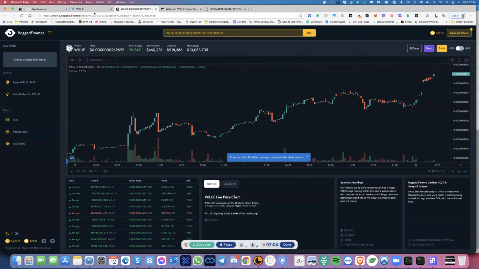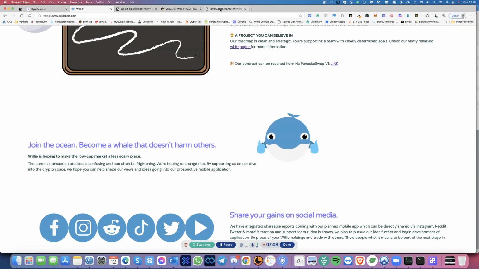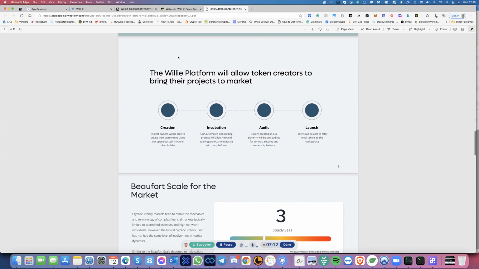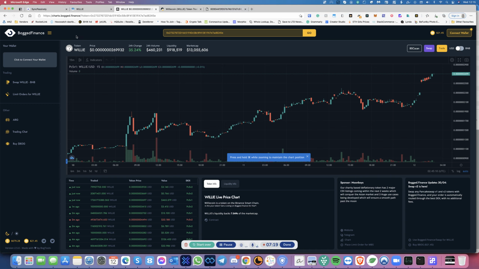You need to study their website. You need to study what's what. Look into their white paper. Make sure that you're happy with this. Go into their scan. Go into their smart contracts. Have a look. Go into the charts and see how they're doing, what their value is. And then if you think this is something that you can put some money into, then you can.